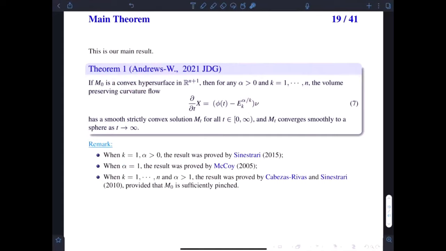Some remarks are the following. When k is 1, as we just mentioned, this was proved by Sinestrari in 2015. And when alpha is 1, that is the flow by one homogeneous curvature function, this result was proved by McCoy in 2005. And for general k from 1 to n, and for all alpha greater than 1, this result was proved under the assumption that the initial hypersurface is sufficiently pinched. So in our theorem, we removed this condition.